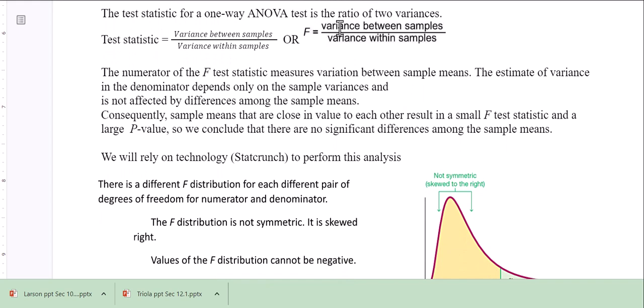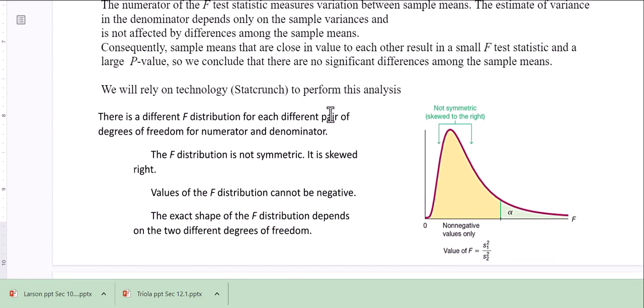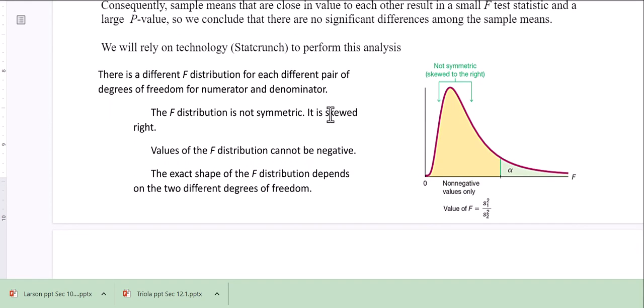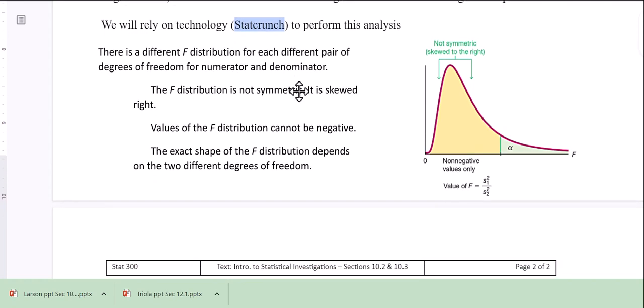So the ratio between them is what gives us our test statistic, and this is why it's called the analysis of variance. We're looking at the variation between samples and then within samples. I won't show you how to do this by hand and give you all the crazy formulas. We'll rely on technology, and we'll use StatCrunch to perform the analysis of variance.